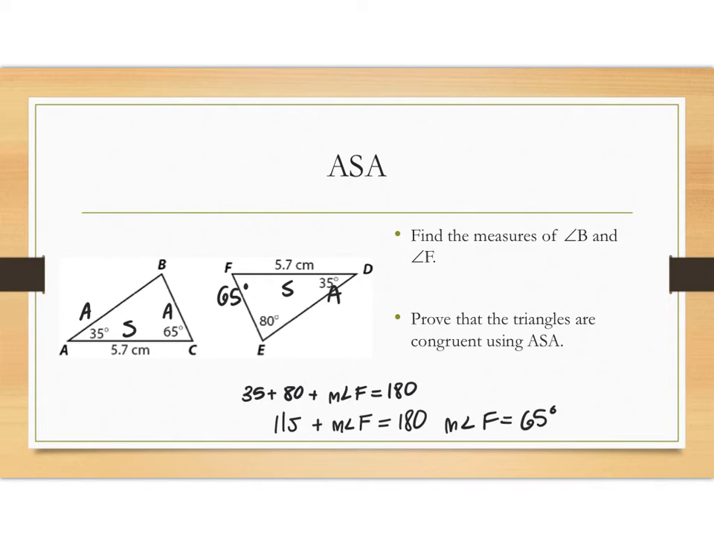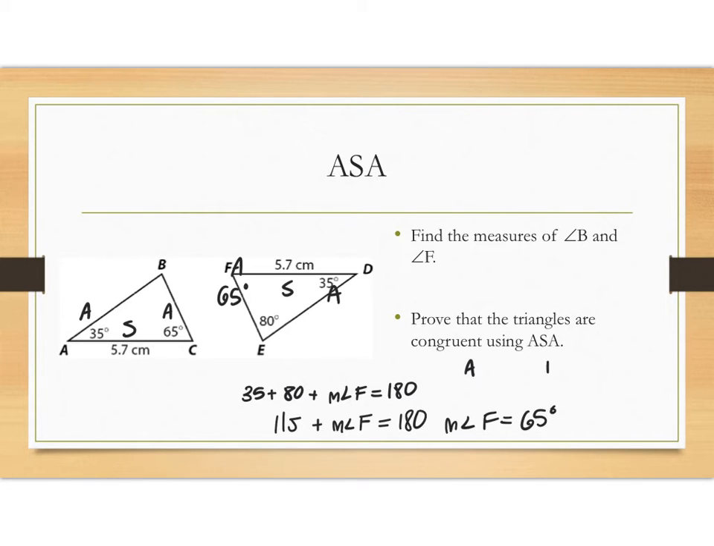Okay, so now I know that. Does it match my other triangle? Does it match ABC? Yes, it does. 35, 5.7, 65. So by angle, side, angle, triangle congruence, I can say that these two triangles are congruent. Let's write a congruence statement.